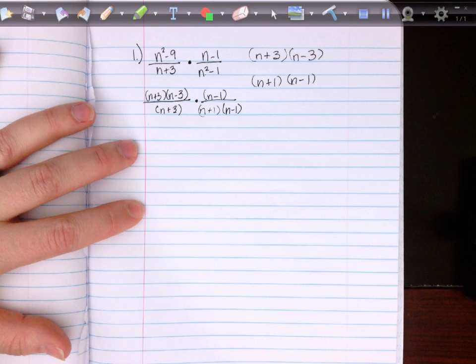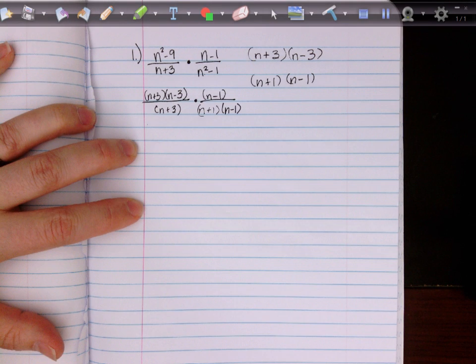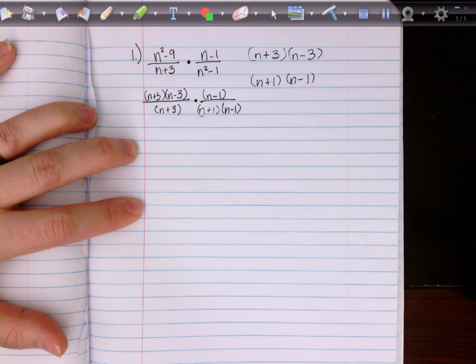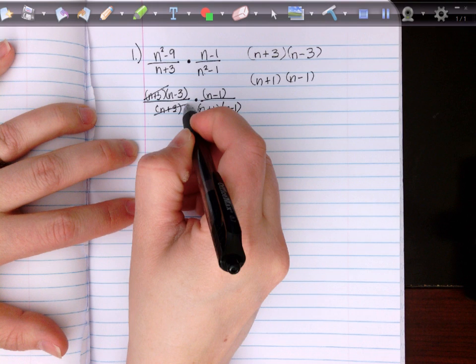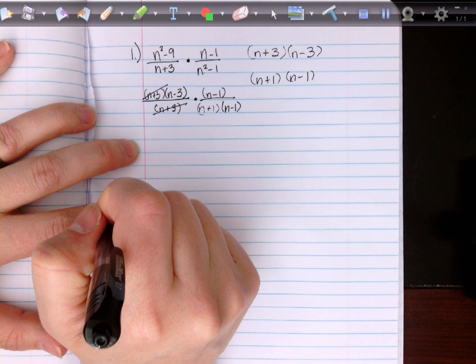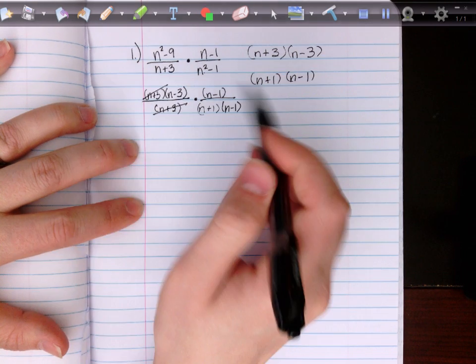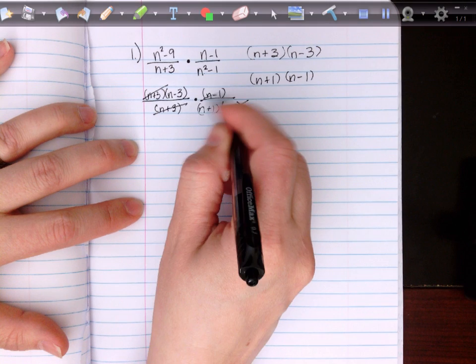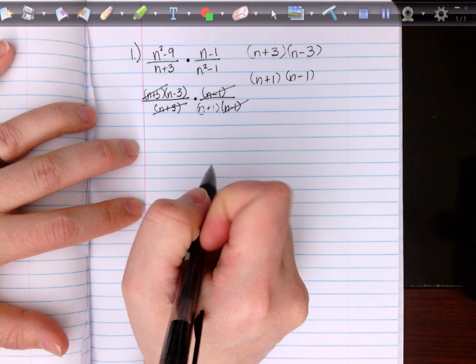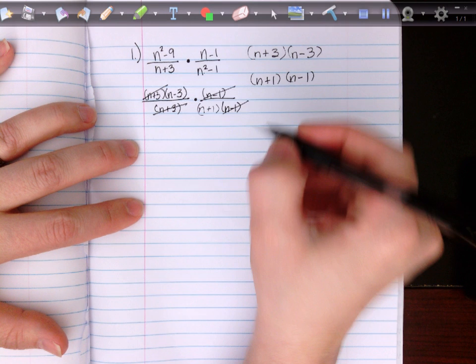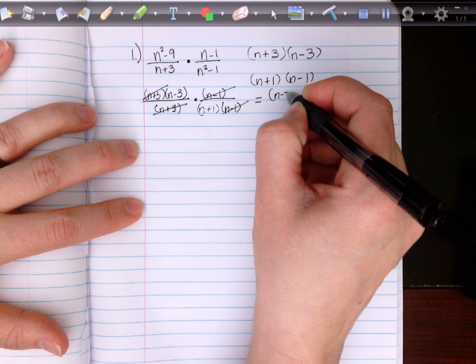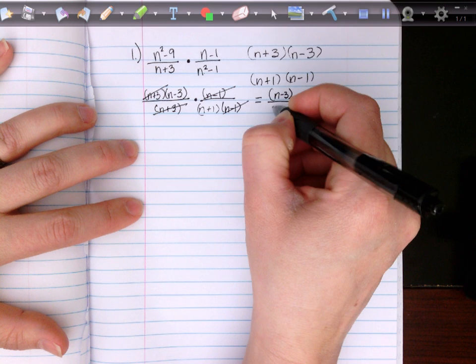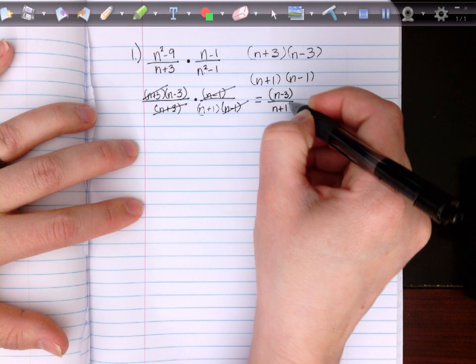So now we are able to go ahead and cross out the things that cancel. So here we have n plus 3 and n plus 3. So we can go ahead and cancel those out. And then we have n minus 1 and n minus 1. So that goes ahead and cancels out. And now we're just going to make one fraction with what we've got left. So we have on top n minus 3 and on the bottom n plus 1.